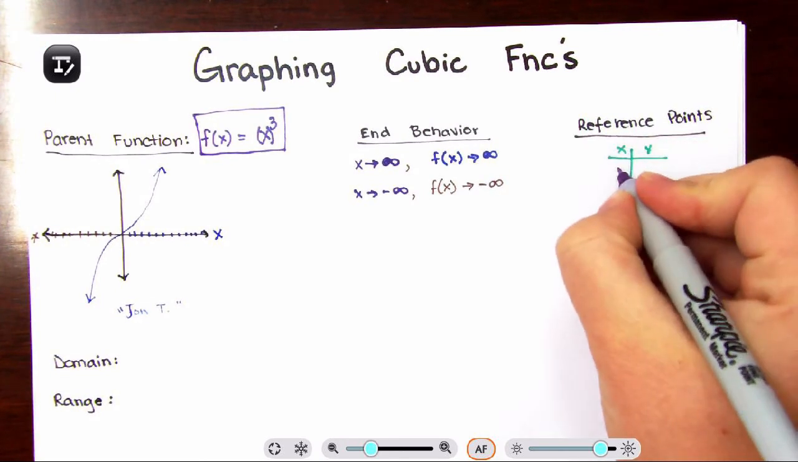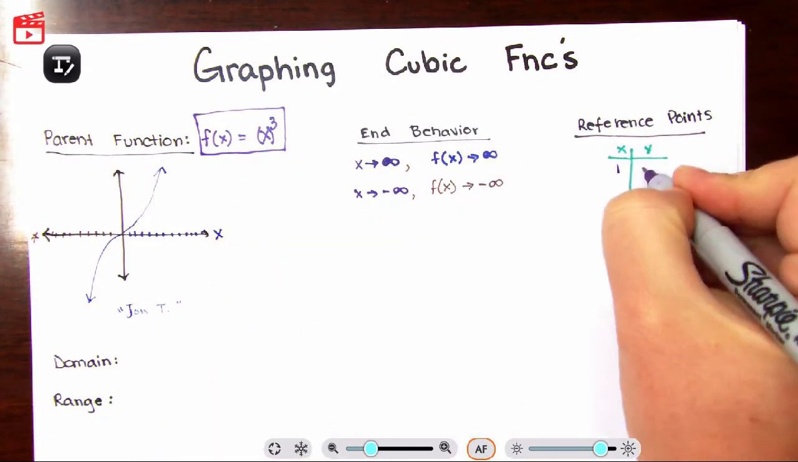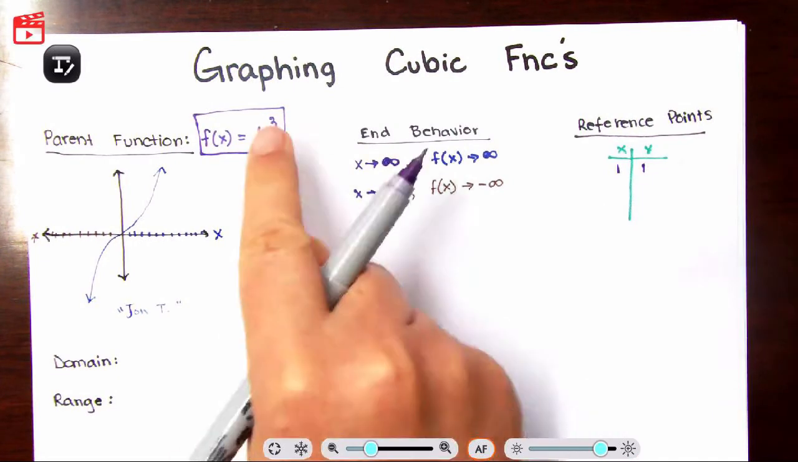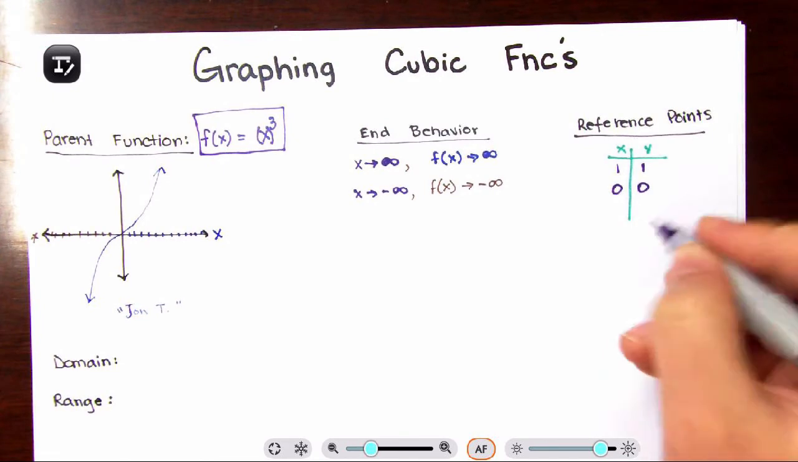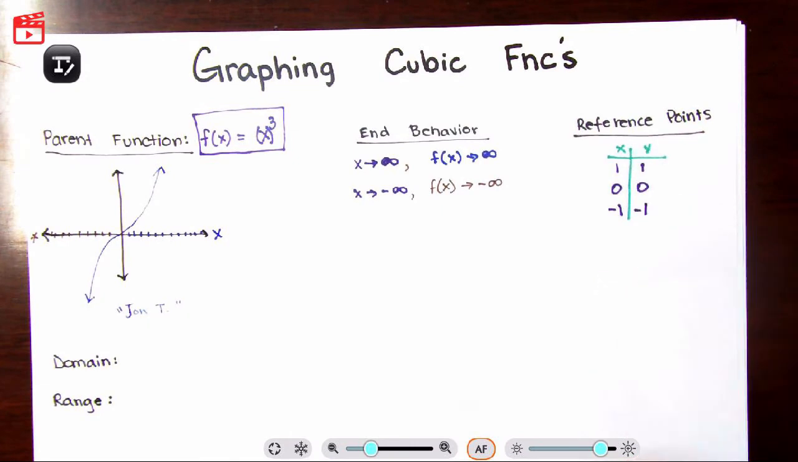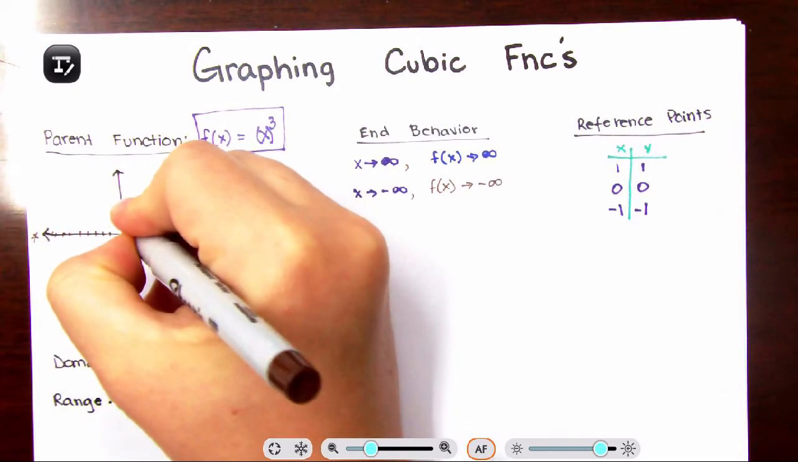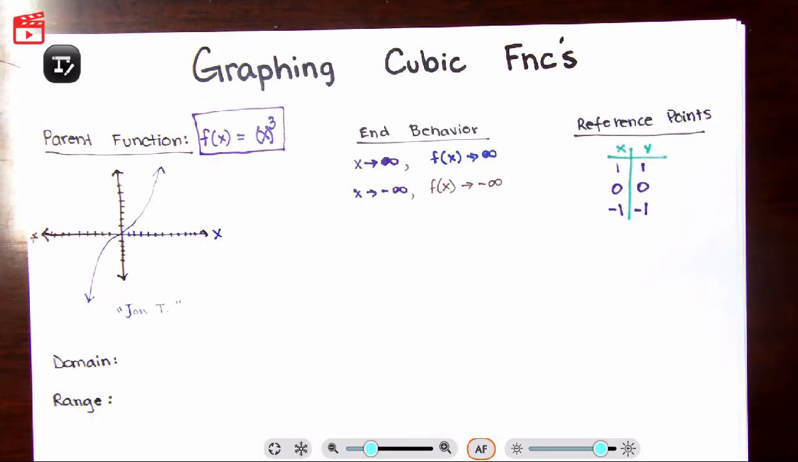So the first pretty point: if I plug in 1 here, 1 cubed is 1. If I plug in 0 here, 0 cubed is 0. And if I plug in -1, -1 cubed is -1. So you have 3 pretty points, or 3 reference points. Let's go ahead and see where they're at here. So I have 1, 2, 3, 4. So we have (0, 0), (1, 1), and (-1, -1).